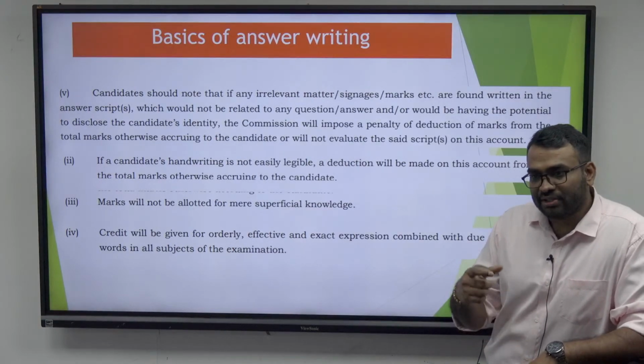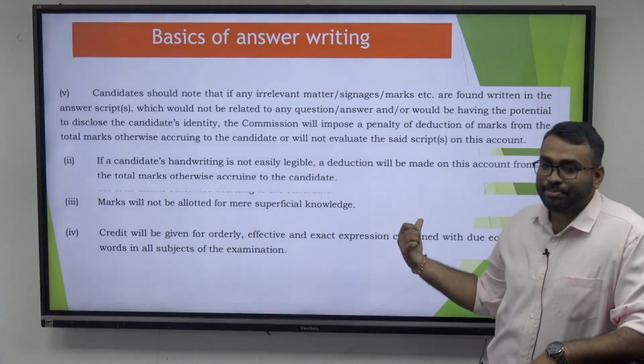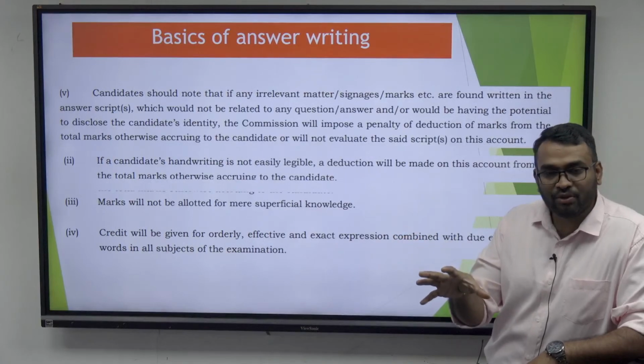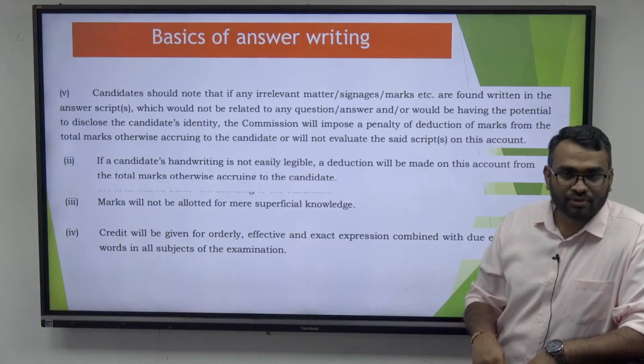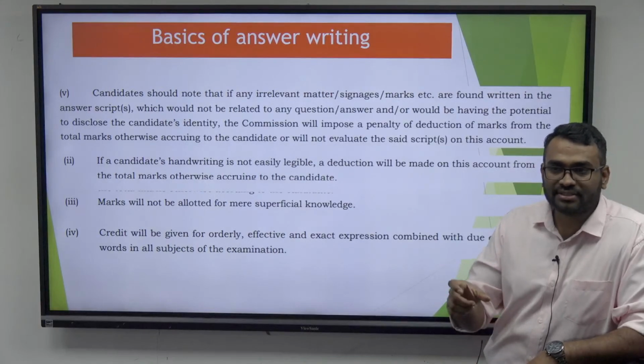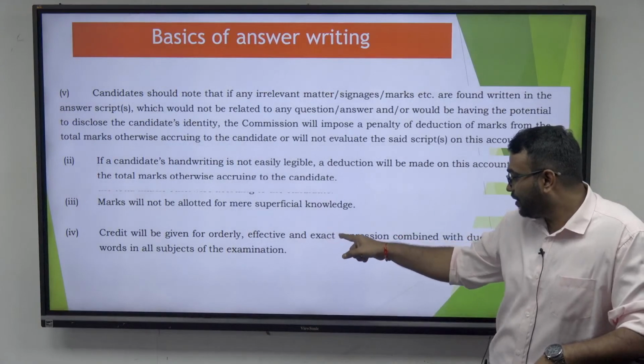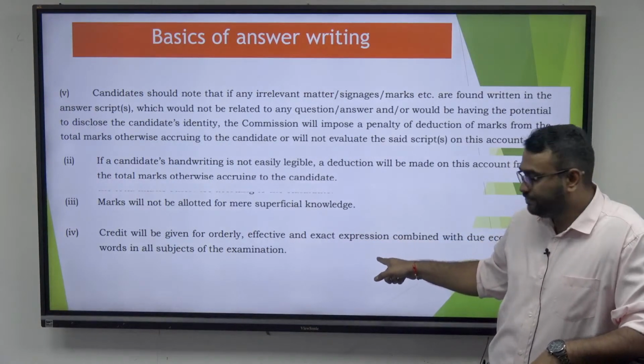T-I-L-T-H. So if at all the student is missing out on this terminology, then that exact representation won't be there. Somewhere the meaning would be fine, but that exact representation won't be there, for which there will be consideration. They will think, okay, this is not good, and then they will give average marks. So that's why: orderly, effective and exact expression.